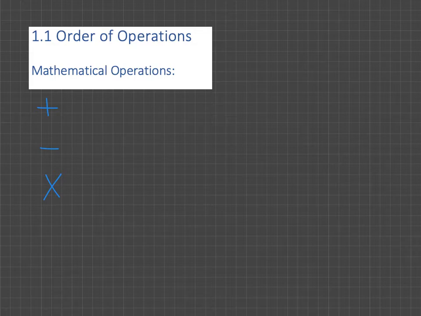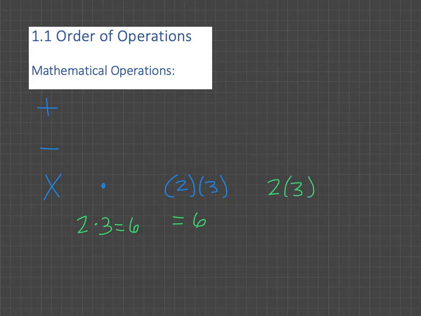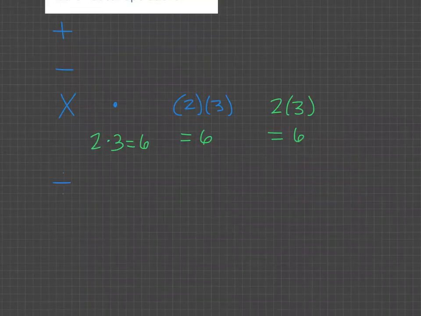things. We also use just a little dot like that to stand for multiplication, like 2 times 3, which of course is 6. And we also use putting two things next to each other, like in parentheses 2 times in parentheses 3, which of course is going to be equal to 6 as well. We can also just have one of those things in parentheses, like 2 times 3 in parentheses, which is equal to 6.